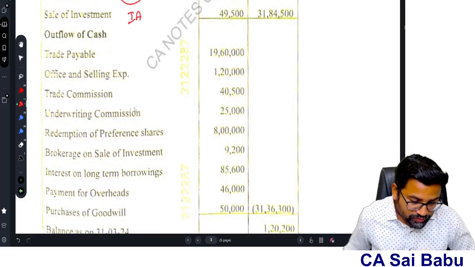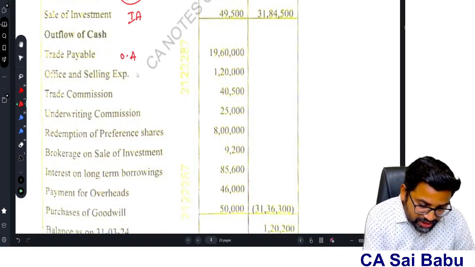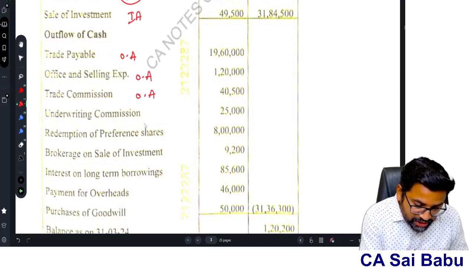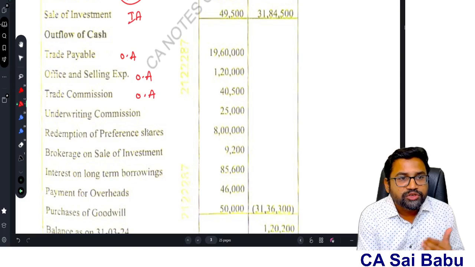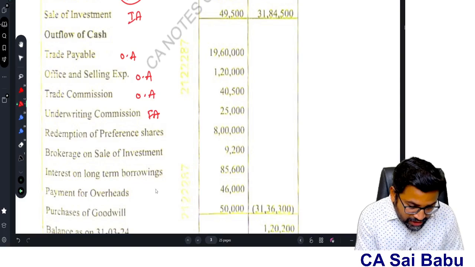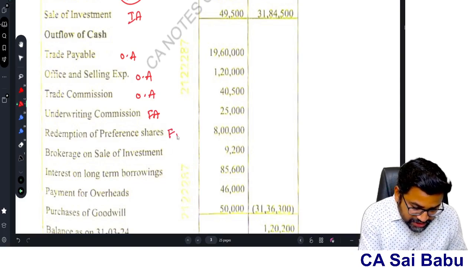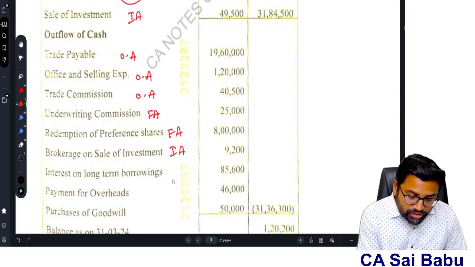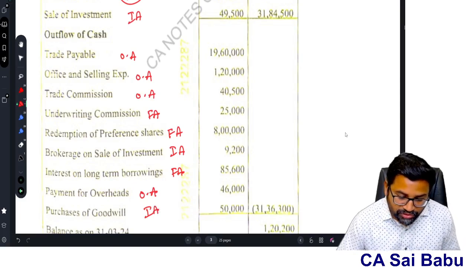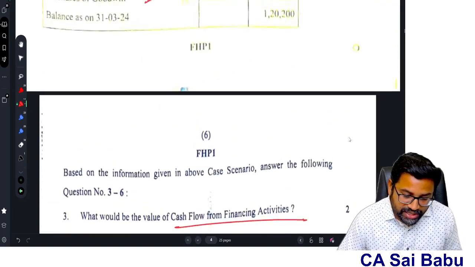Now coming to the outflows, trade payables, operating activity, office and selling expenses, operating activity, trade commission, operating activity, underwriting commission, generally commission you pay at the time of issue of shares. So this is financing activity. And then redemption of preference shares, financing activity, brokerage and sale of investment, investing activity, interest on long-term borrowings, so it's a financing activity, payment for overheads, operating activity, purchase of goodwill, investing activity. That's it. So therefore now they're asking what is the financing activities.